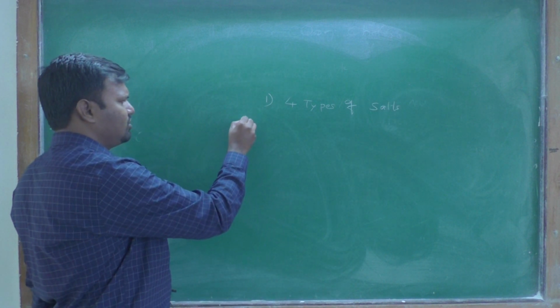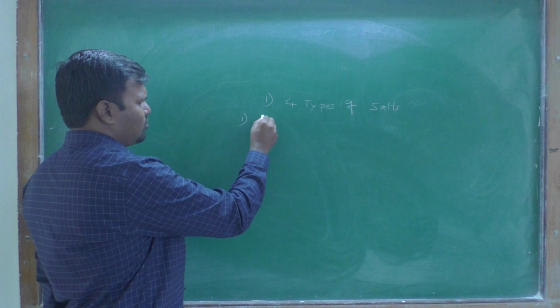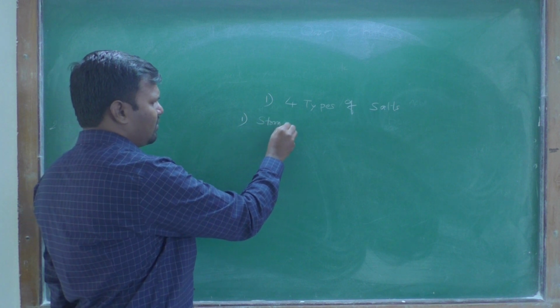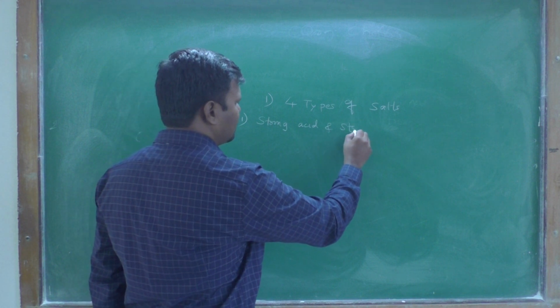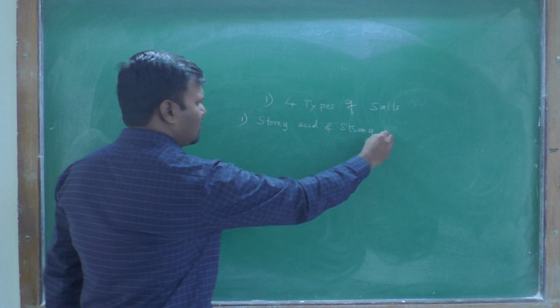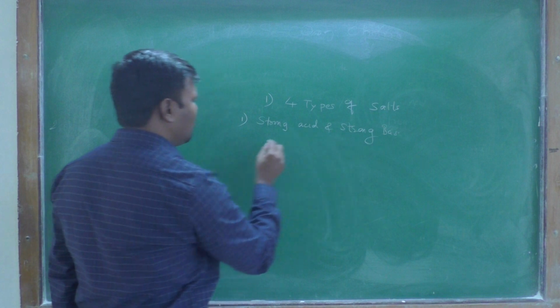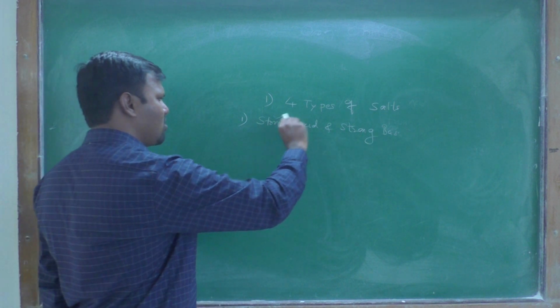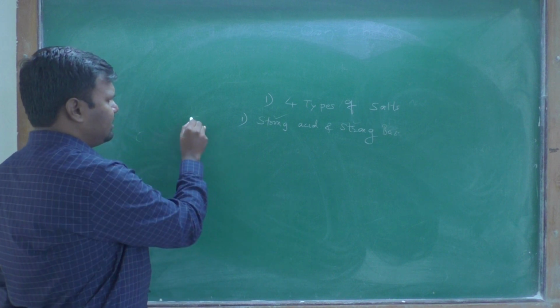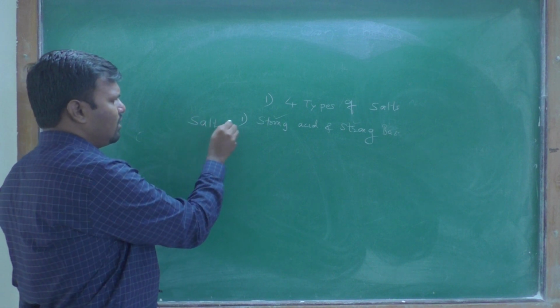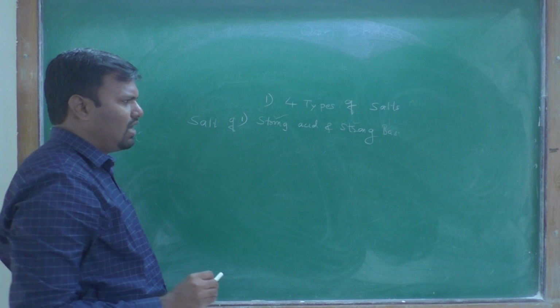Among these, first is your strong acid and strong base. By the combination of strong acid and strong base, you will obtain one salt, and it is called the salt of a strong acid and a strong base.